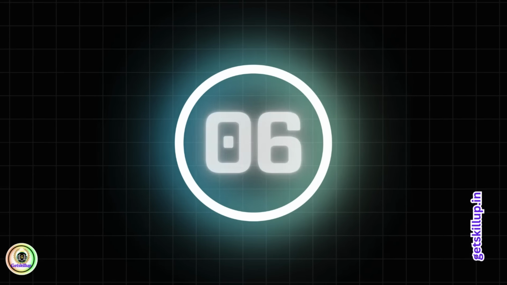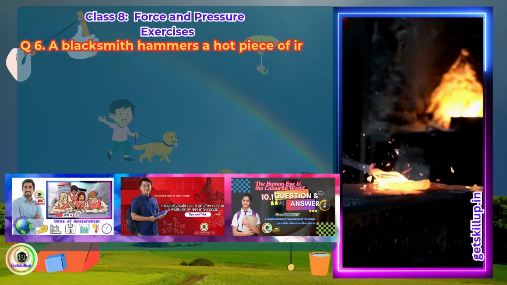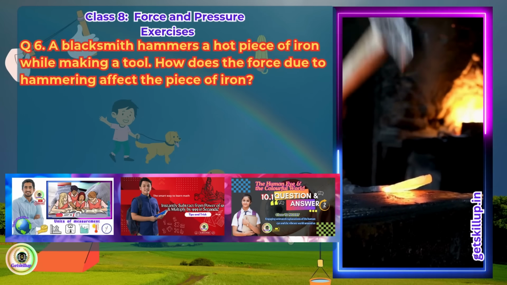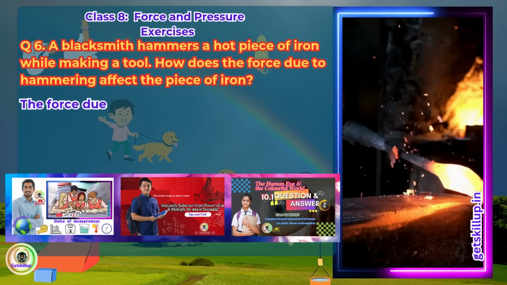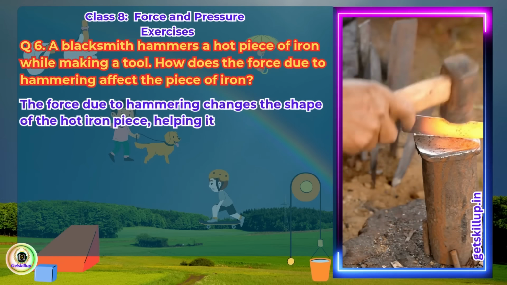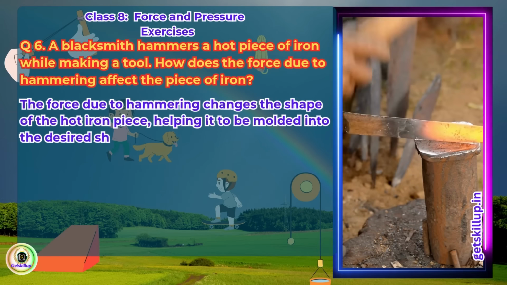Question 6. A blacksmith hammers a hot piece of iron while making a tool. How does the force due to hammering affect the piece of iron? Answer. The force due to hammering changes the shape of the hot iron piece, helping it to be molded into the desired shape of a tool.